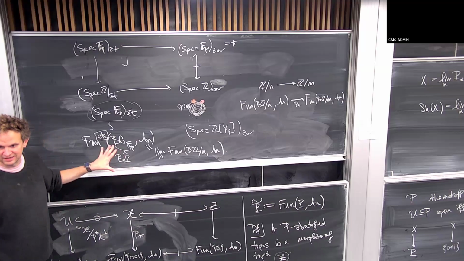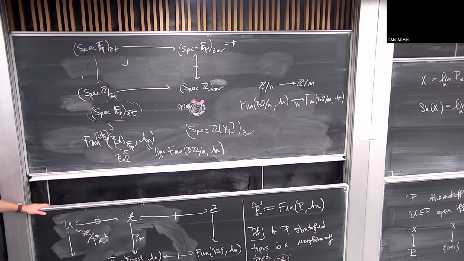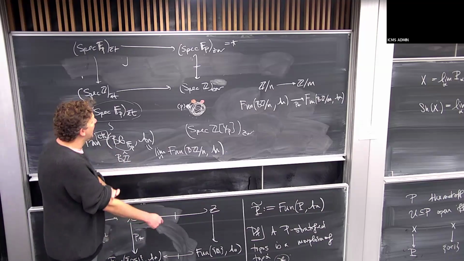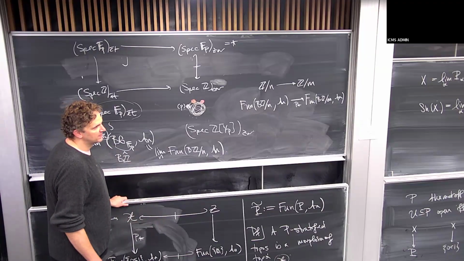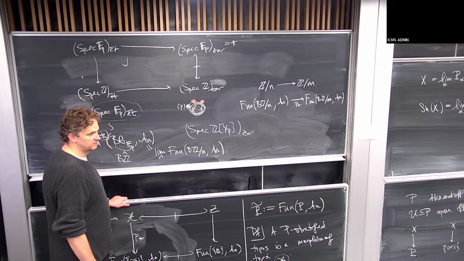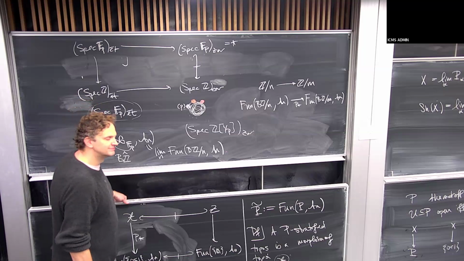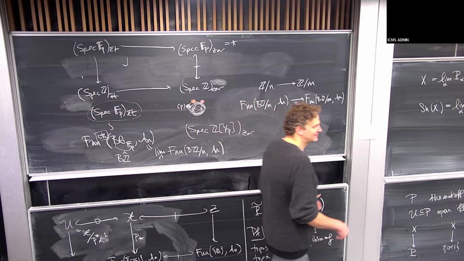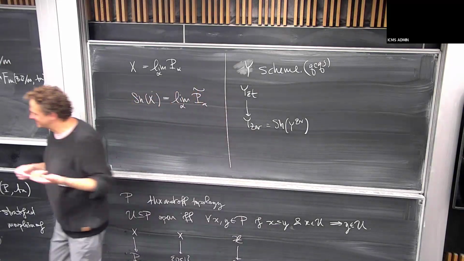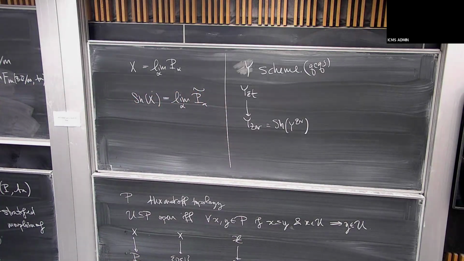Other questions? Sorry, you might have said this, but do opens always pull back to opens and closeds? Opens always pull back to opens, closeds always pull back to closeds. So it seems if I have any scheme and I take the pullback of the Zariski site of that scheme to the Zariski site of Z and the étale site of Z, you always get the étale site of the scheme. Yeah, life's good that way. It works just the way you want it to. Good things happen almost all the time.